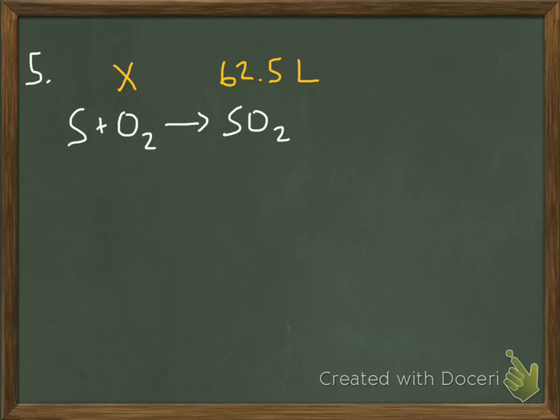62.5 liters of sulfur dioxide. Let's do our moles next. At the bottom we have 1 mole of oxygen. We have 1 mole of sulfur dioxide. Let me draw the arrows next.